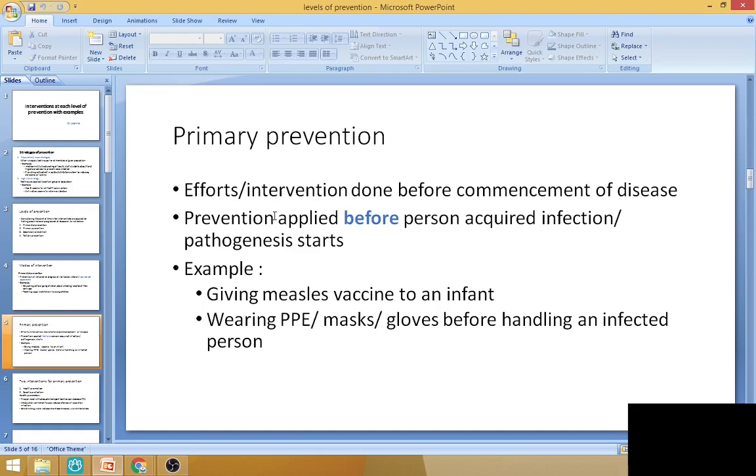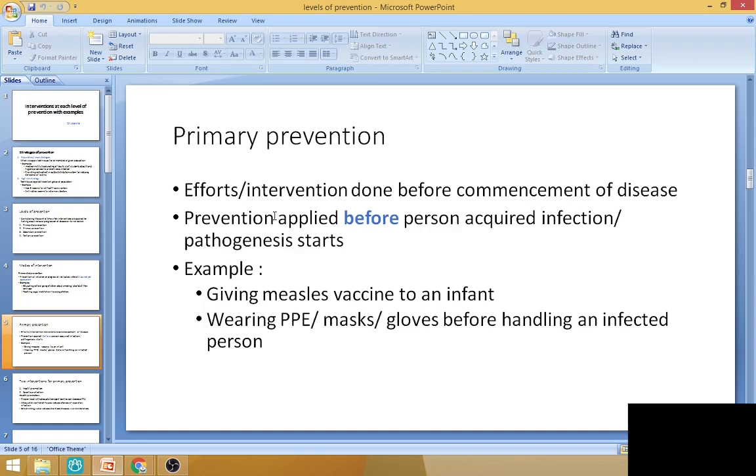These are examples of primary prevention. So you can be asked in the exam, you will be wearing a mask, which level of prevention is that? You have to tell primary prevention. Vaccination, which level of prevention is that? That is primary prevention. Have you taken the COVID vaccine?